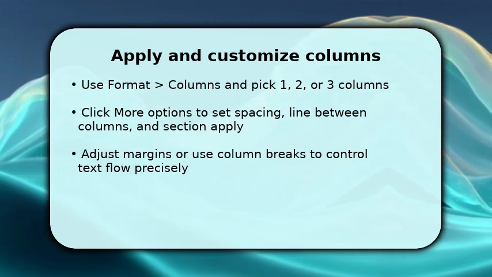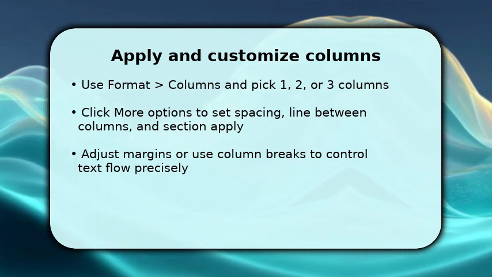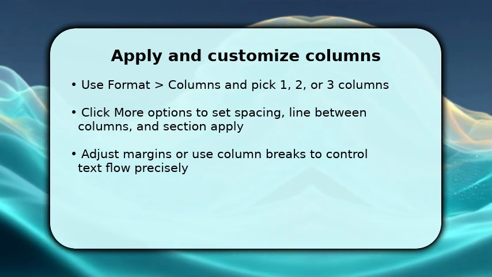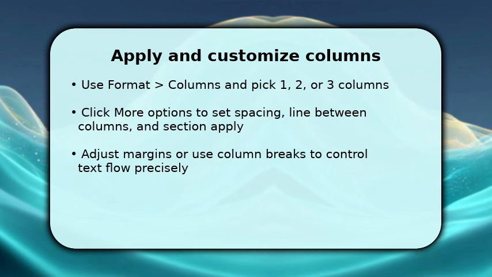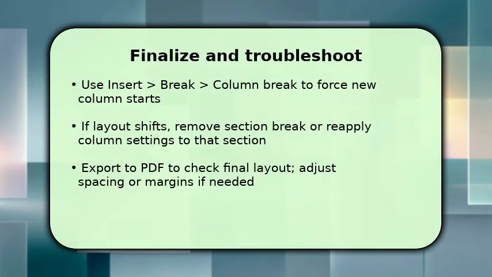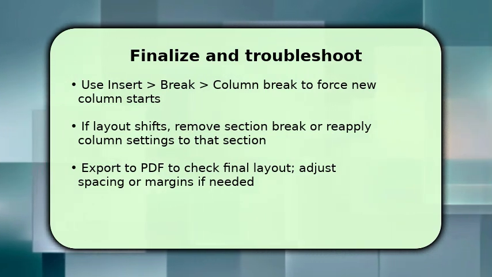If text jumps awkwardly, insert a column break where you want the flow to continue. These steps give precise control of rhythm, readability, and alignment across the page. Finish by reviewing the full document and adding column breaks where necessary to control flow. Export to PDF to confirm the layout appears as you expect, because screen view sometimes differs.